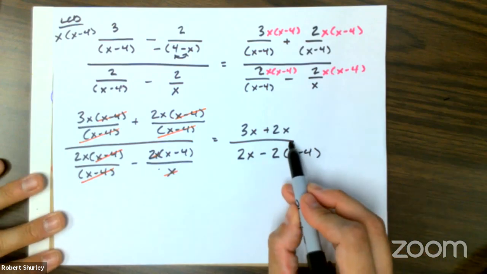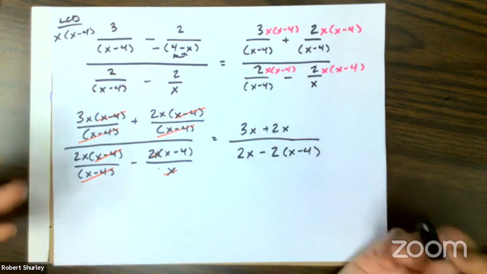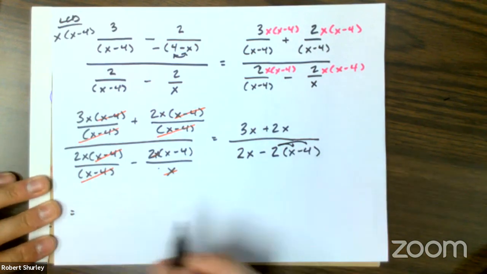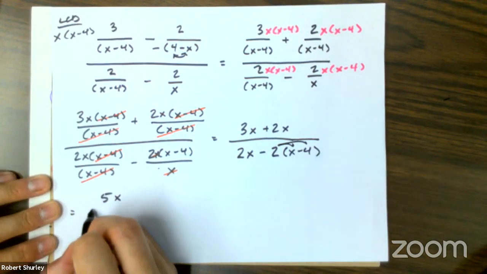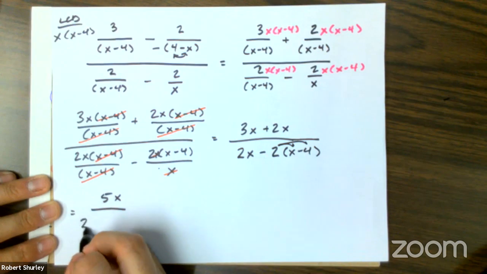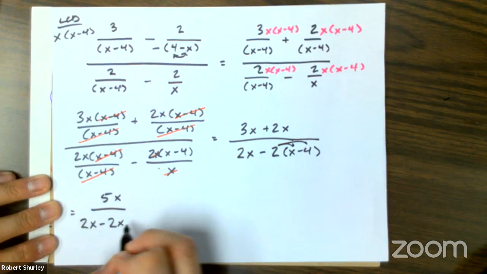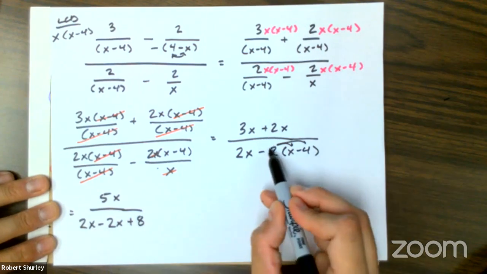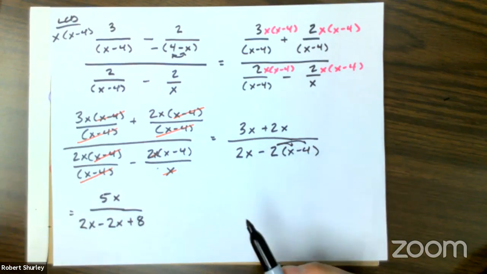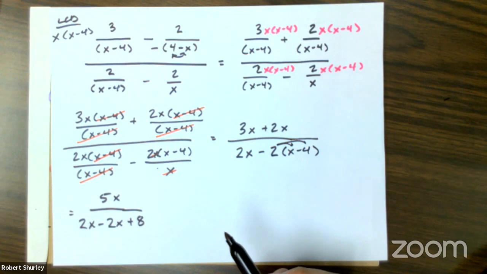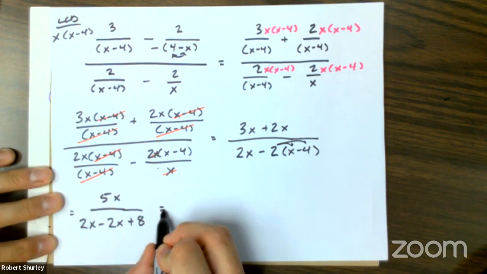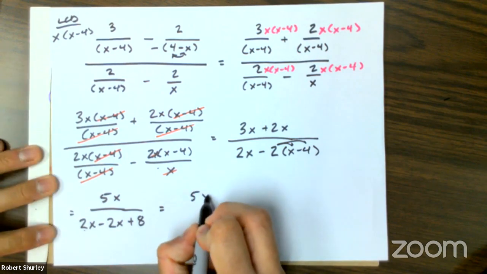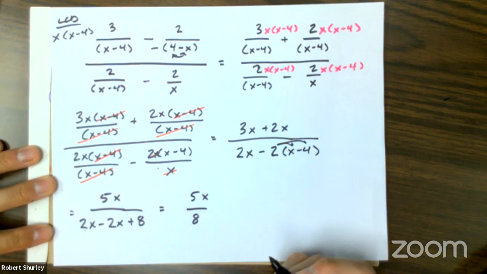Okay, so now we've got to clean this up. I'm going to add the numerator because I can add 3x and 2x. Distribute the negative 2, though, so I got to come back down here. So on the top, I get 5x. And on the bottom, I get 2x minus 2x plus 8, right? So the 2x here minus 2x plus 8, because negative 2 times negative 4. Okay, 2x minus 2x is 0. That cancels. So we wind up with 5x over 8.